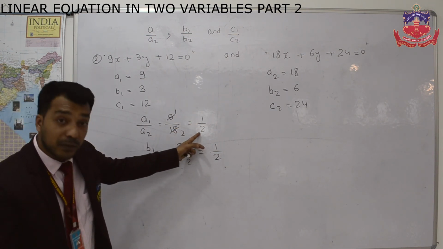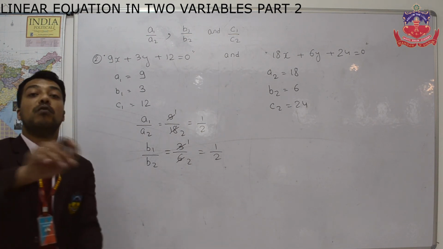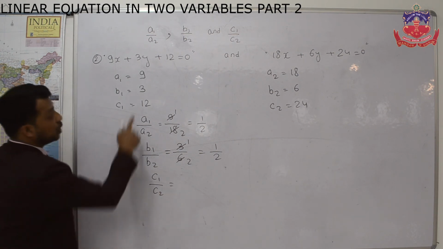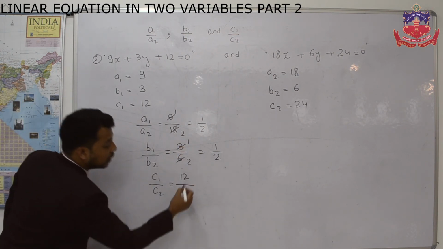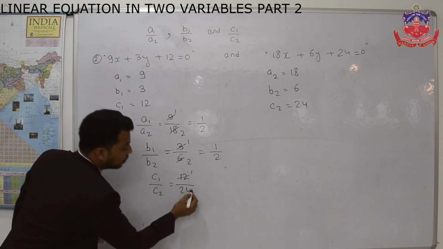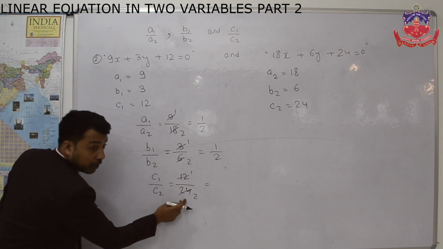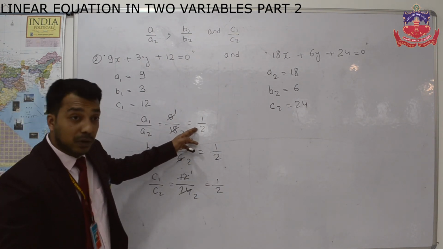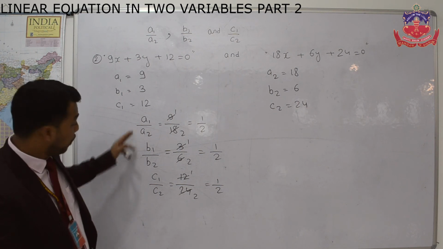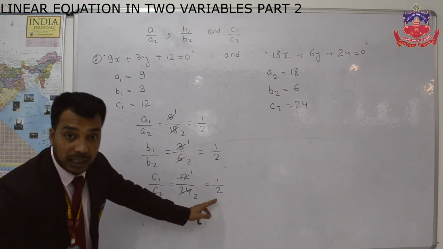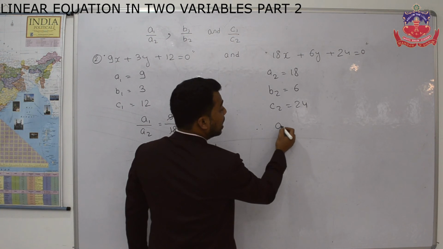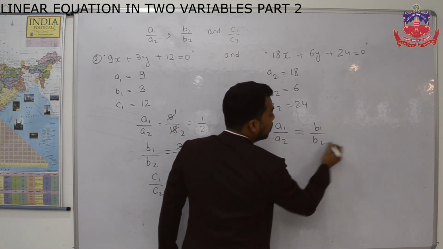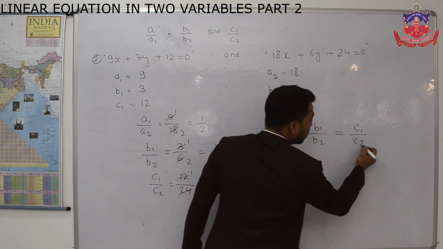If the answer of the A ratio and B ratio is the same, we move on to the third ratio, C1 by C2. C1 value is 12 and C2 value is 24. You can cancel this: 12 ones are 12, 12 twos are 24. That is 1 by 2. Now we find that the answers for the three ratios are the same. So the formula is A1 by A2 equals B1 by B2 equals C1 by C2.